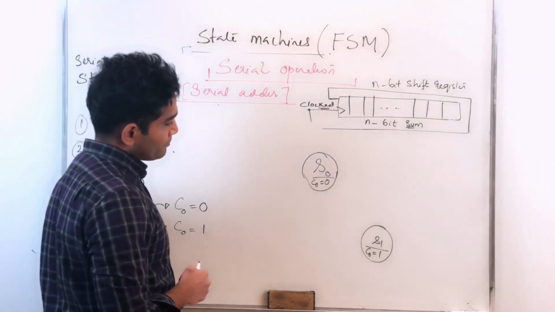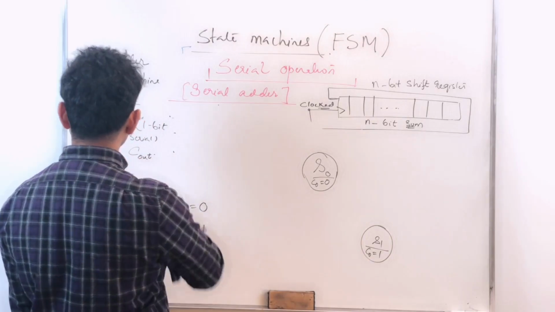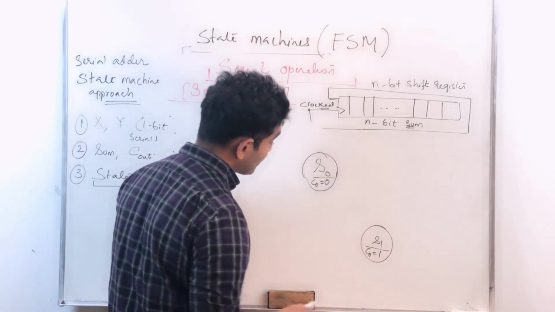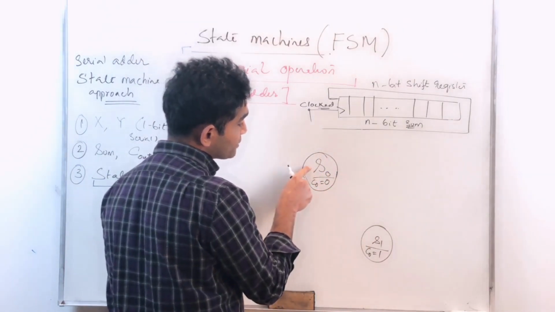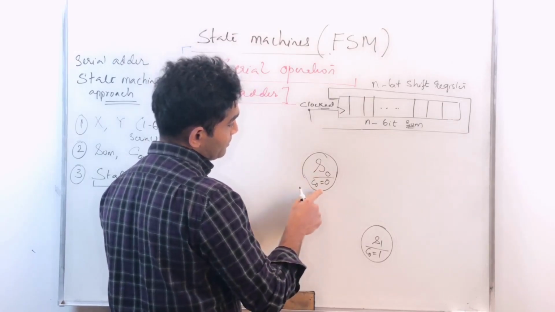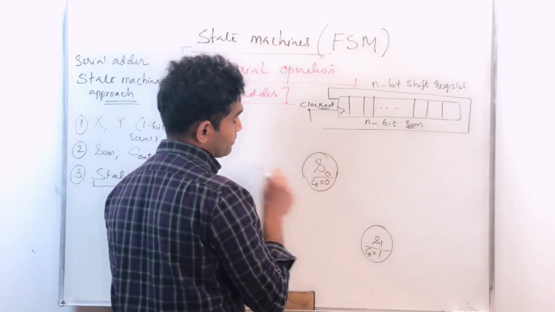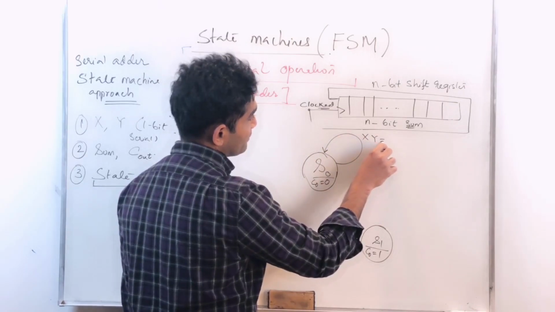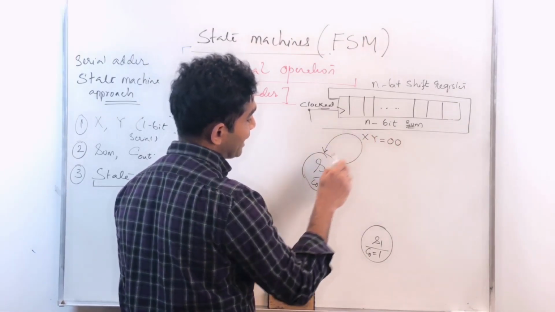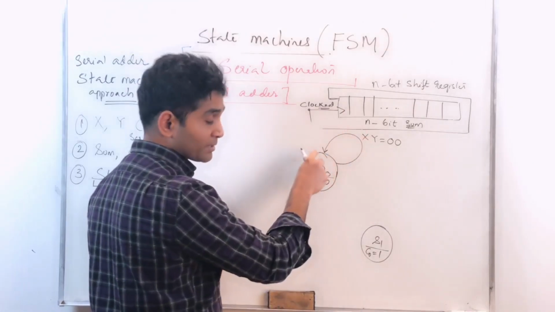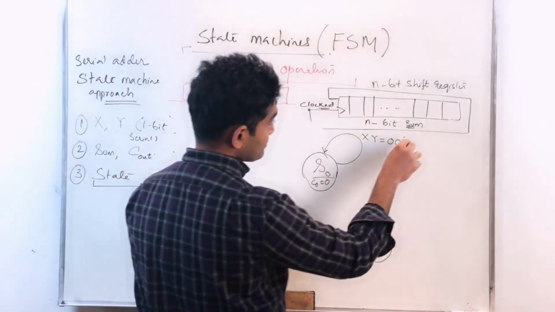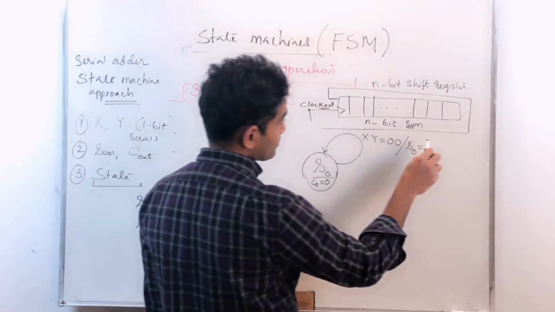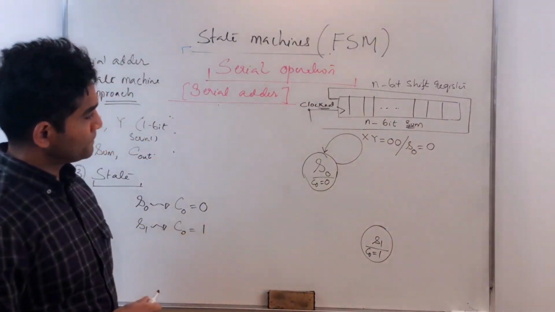Now I'm adding two inputs, X and Y, right? So I'll look at all possible combinations between the inputs. So when I'm in S0 state, the carry to be added to the two inputs is 0. In this case, if X and Y are both zeros, my carry out produced is 0. I remain in the same state, producing a sum S0 of 0. Right? That's the output.